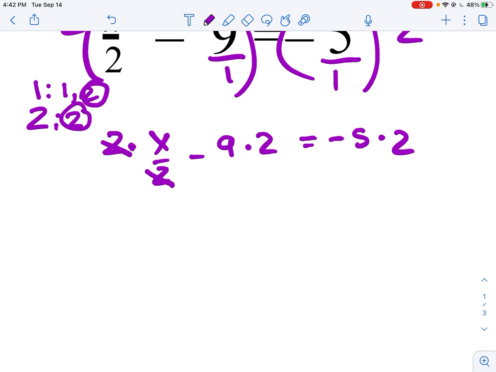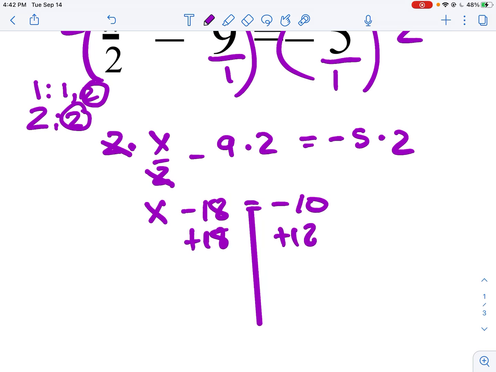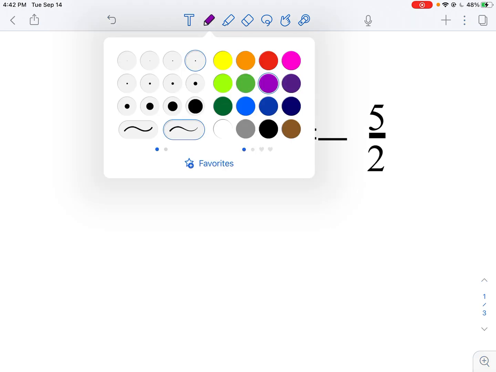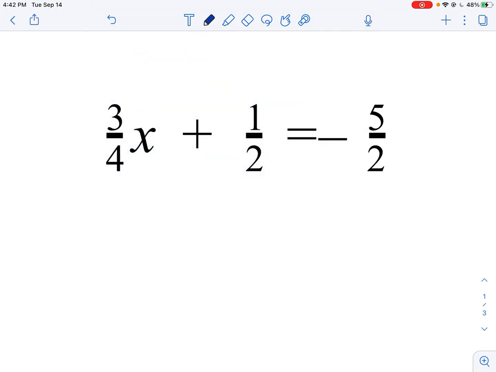This cancels with this, so I get x minus 18 equals negative 10. Then I add 18 to both sides of the equal sign, and I get x equals 8. Okay, next one. Actually, going to use my blue that I like.